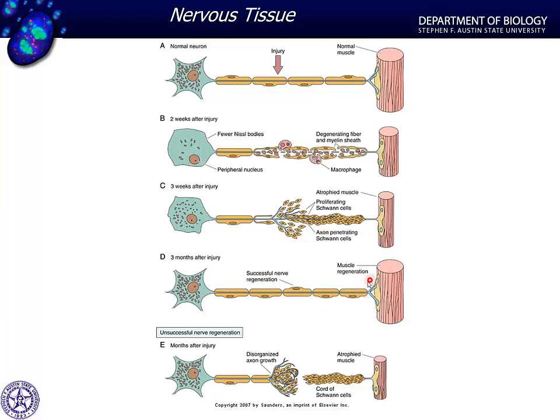But if we do not make contact, if we do not restore that axon terminal, then we're basically going to have a disorganized axon growth, and an axon knot is going to form. We're going to have a cord of Schwann cells, and we will not be able to control that same target from that same nerve process.